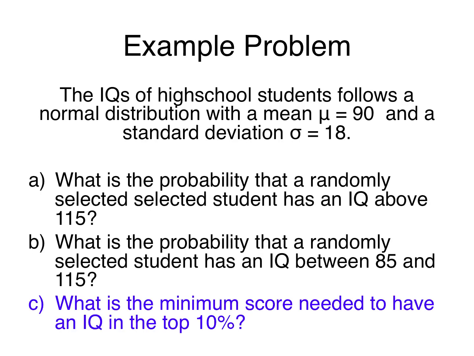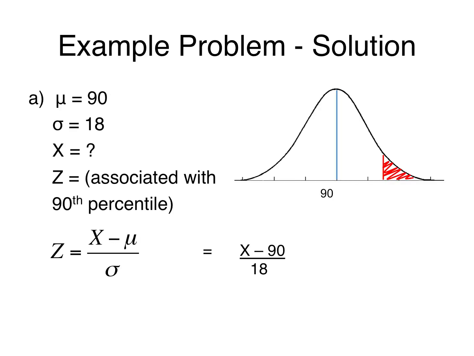Part C asked, what is the minimum score needed to have an IQ in the top 10%? So we write out all our knowns, and we're interested in the score associated with the 90th percentile. So the first thing we want to do is determine the z-score associated with the 90th percentile. And afterwards, we'll use our z-score formula to turn this into a raw IQ score.